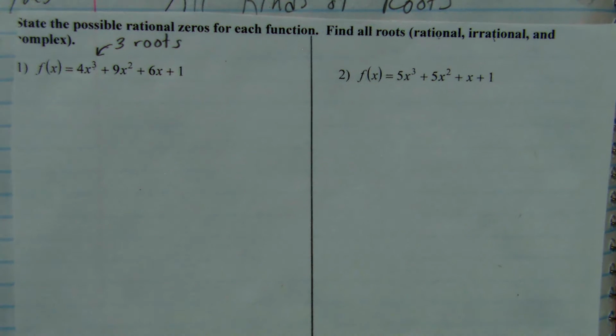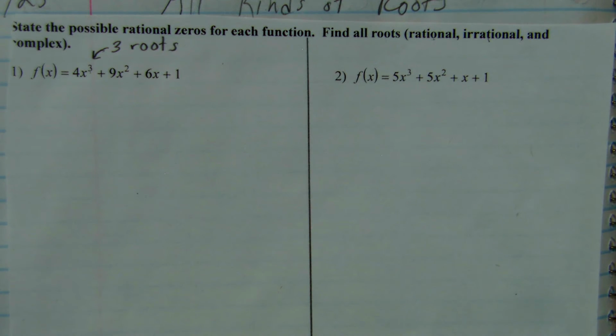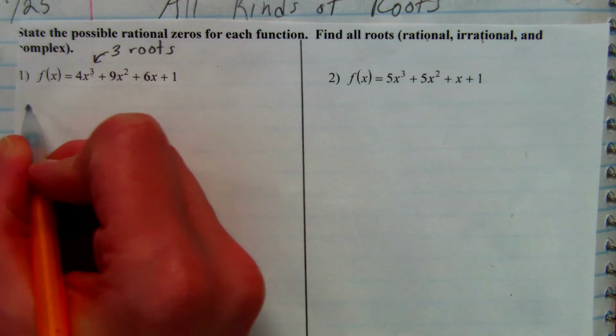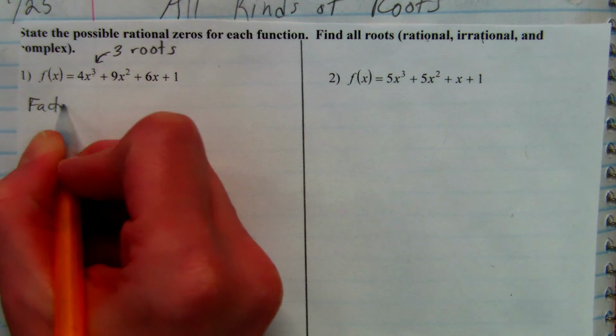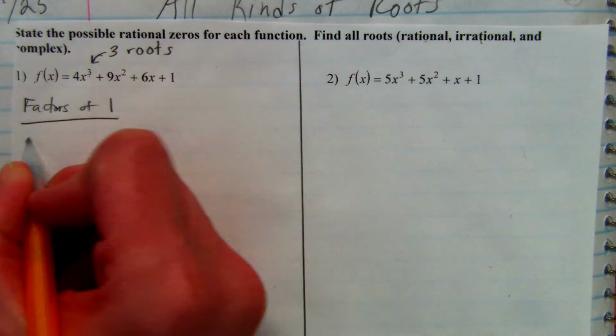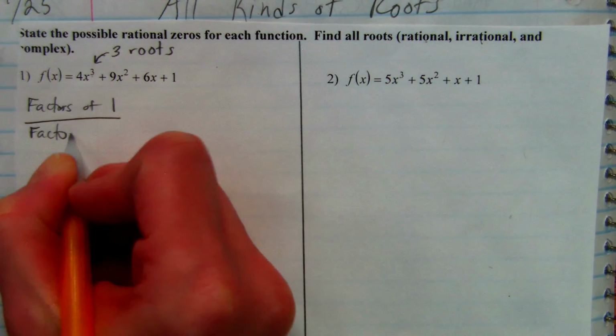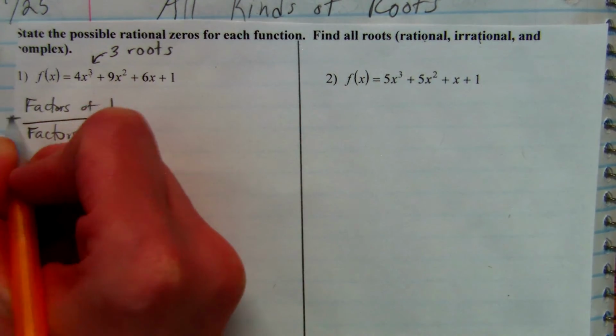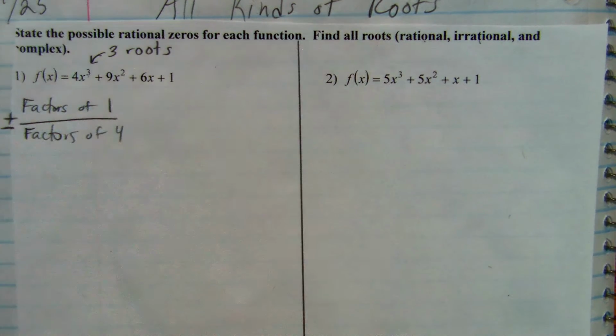So we'll start just by reviewing how we get the rational roots. The possible rational roots are going to be factors of the last term, which is 1, over factors of the first term, which is 4, and then you can do positive or negative on those.